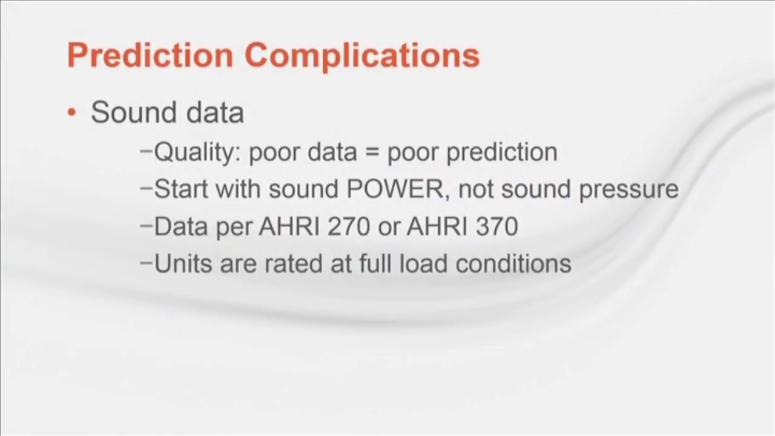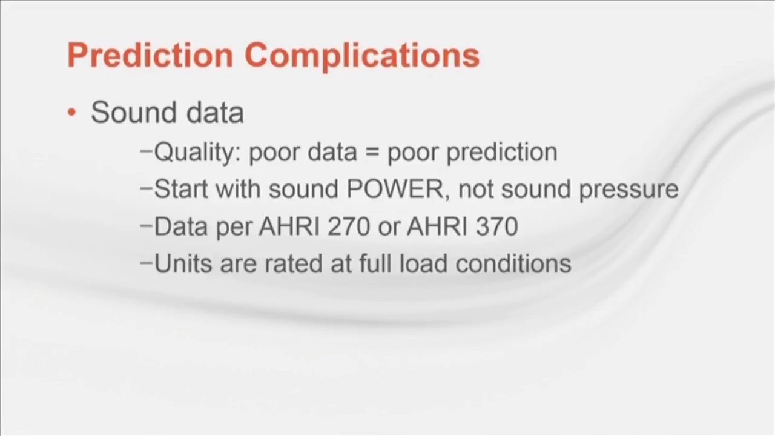The first concern is the sound data for the unit. An error in sound data translates directly to an error in the prediction. Also notice that the equation Eric used converts sound power to sound pressure. Sometimes unit data is only available as sound pressure. Don't use the equation when the unit data is in sound pressure, and it cannot be used to convert unit sound pressure back to unit sound power. For outdoor equipment, look for sound power data taken in accordance with AHRI 270 for small units or 370 for large units.